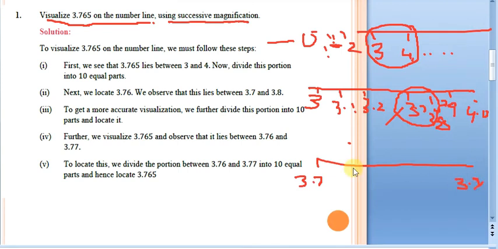Now see, in between, let us assume this as 3.70 and this will be 3.80. You will be having 3.71, 3.72, 3.73 as such, so you will be having 3.79 at the end. Now again look at the number here, it is 3.765, that means it has crossed 3.76 but has not crossed 3.77. So it will lie between 3.76 and 3.77. Now again zoom in this particular region.